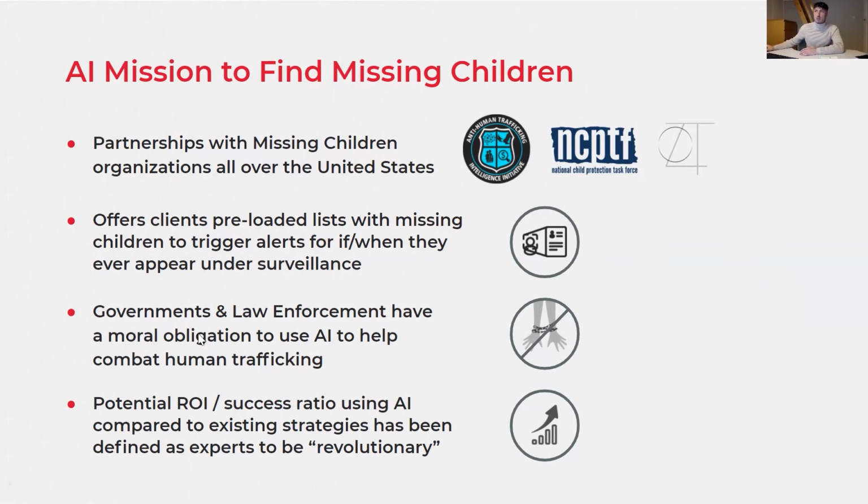Again, there is a moral obligation to use this AI to help combat human trafficking. The ability to receive alerts if a missing child ever appears under surveillance has been described as revolutionary. And it is revolutionary. It's an enormous leap in technology, and the response time is going to be absolutely huge.